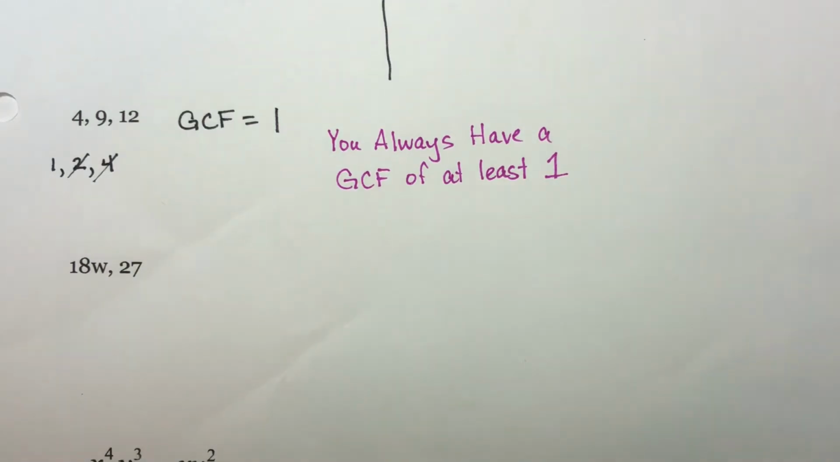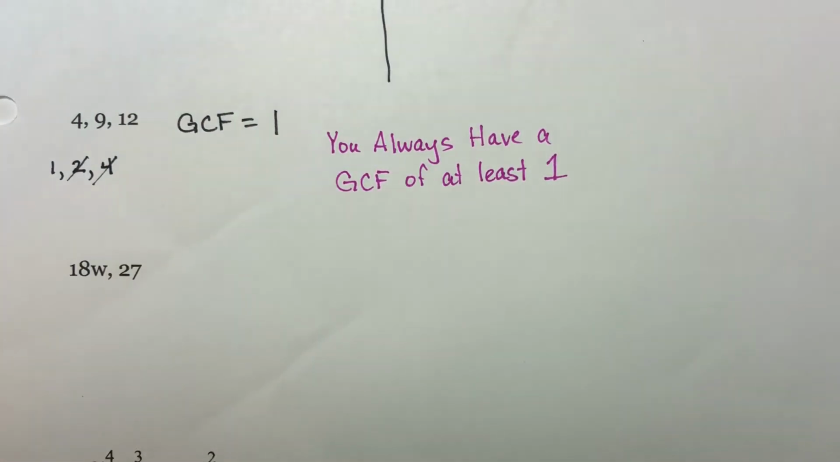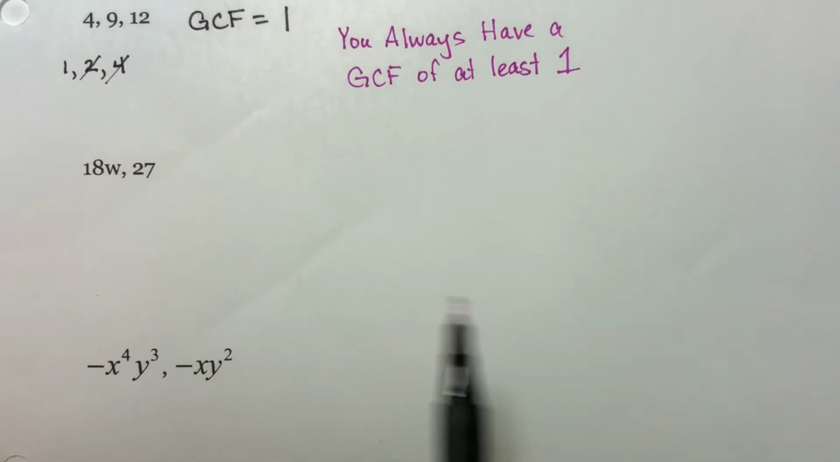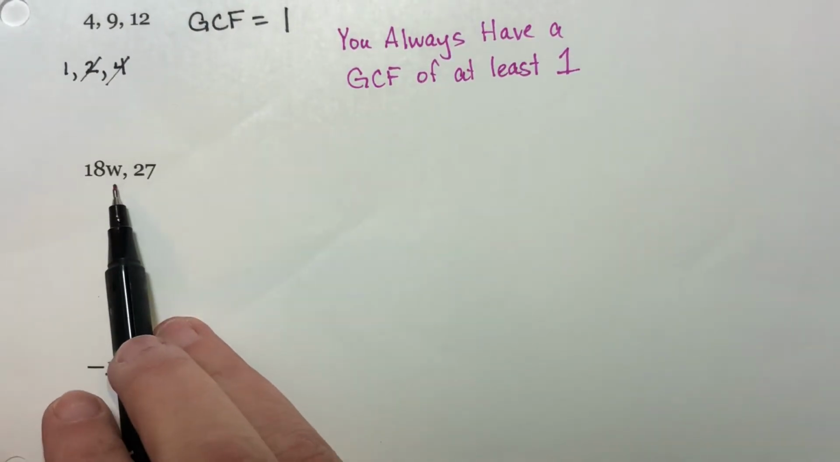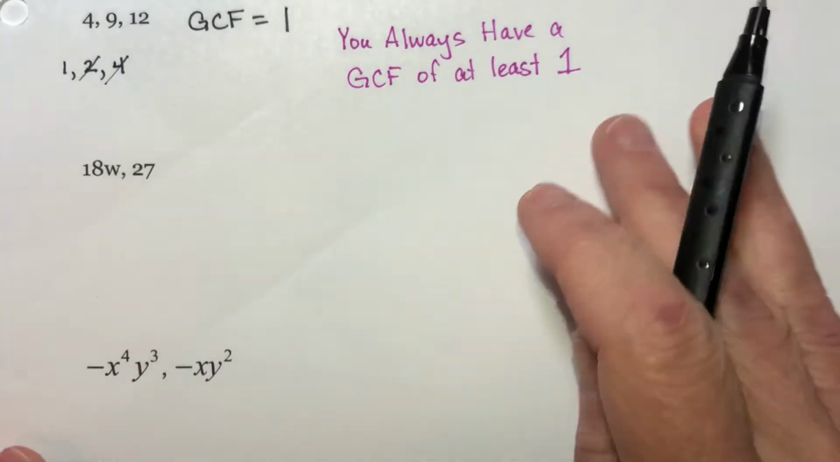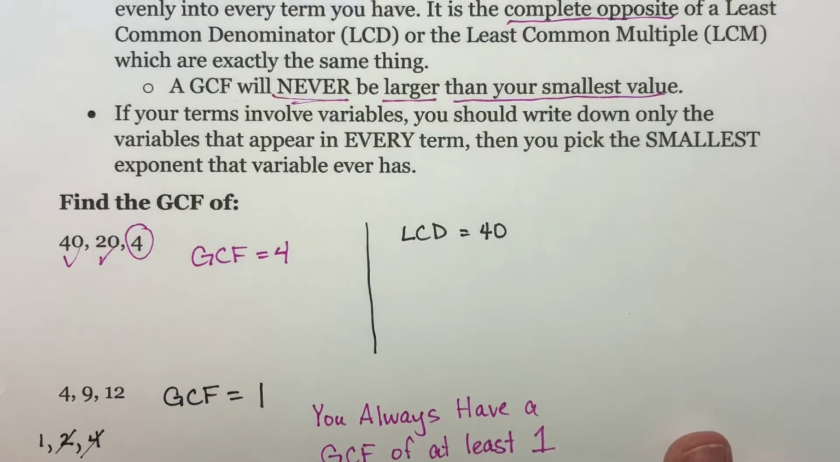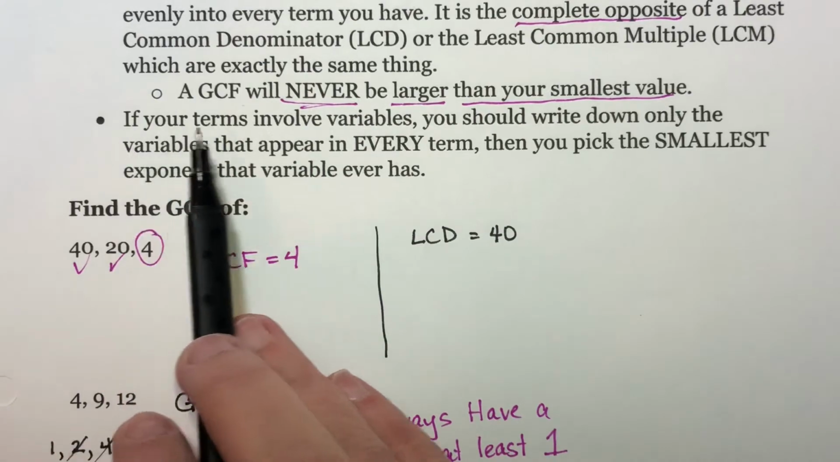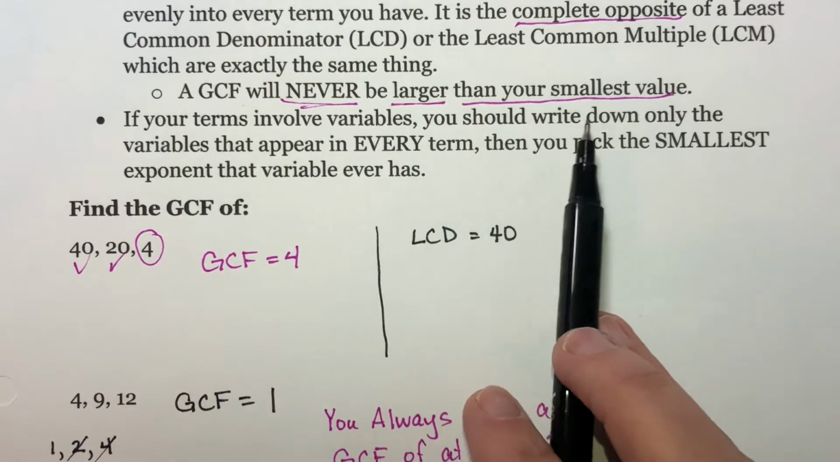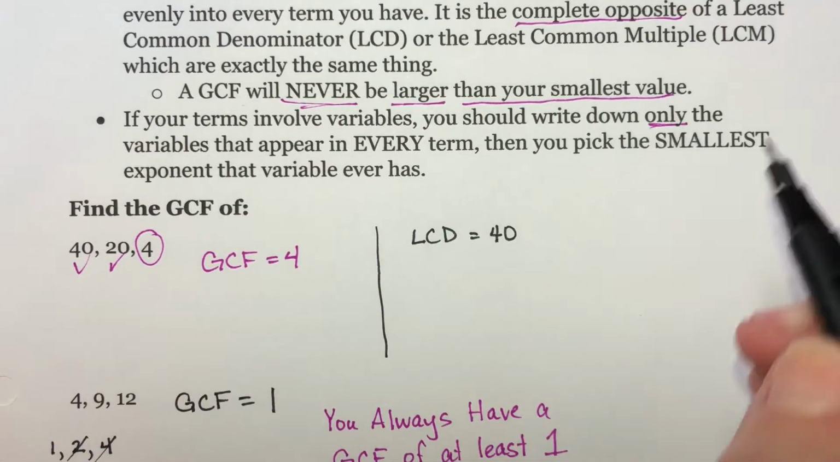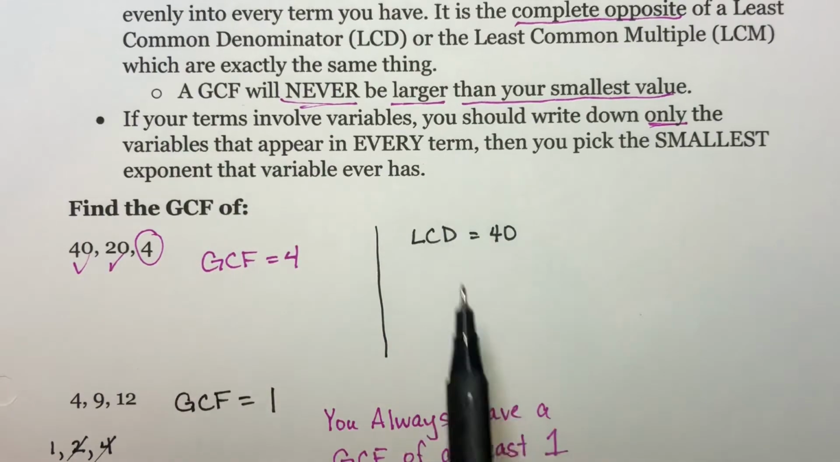This is 6.1, part 2. We want to find the GCF of 18W and 27. Okay, we have a variable in here, so let's look back up at how to deal with those. If your terms involve variables, you should write down only the variables that appear in every single term.